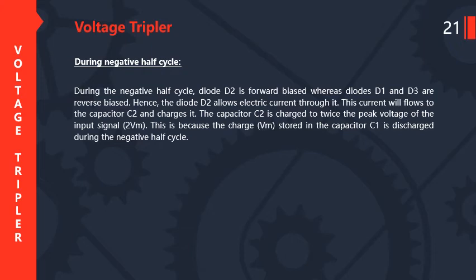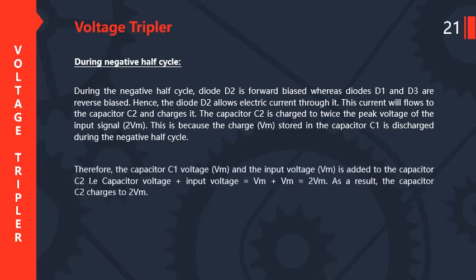This is because the charge Vm stored in the capacitor C1 is discharged during the negative half cycle. Therefore, the capacitor C1 voltage Vm and the input voltage are added to the capacitor C2. That is, capacitor voltage plus input voltage is equal to Vm plus Vm is equal to 2Vm. As a result, the capacitor C2 charges to 2Vm.